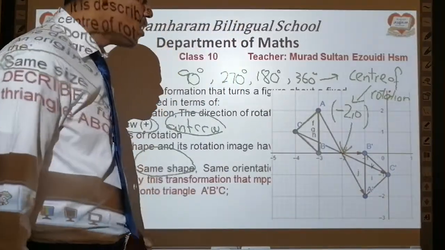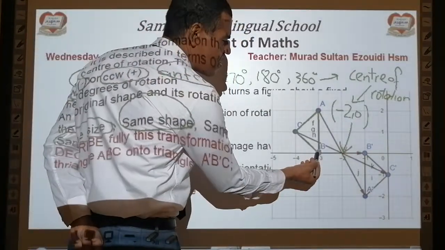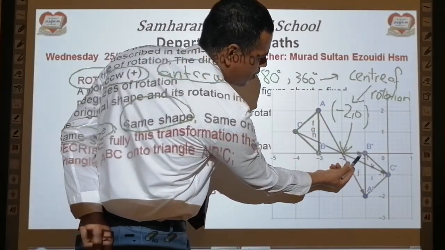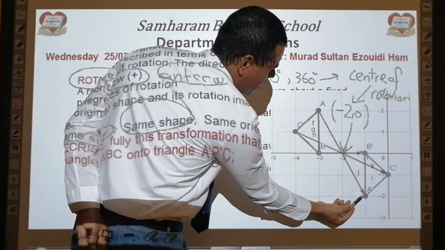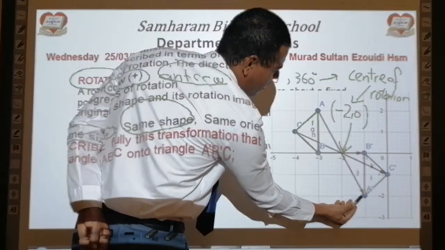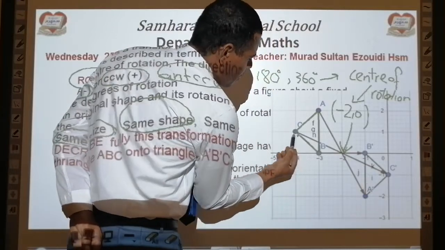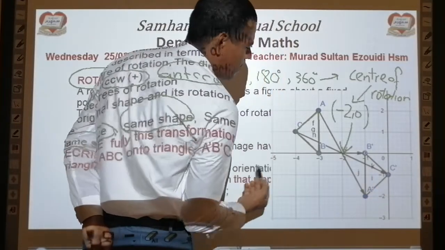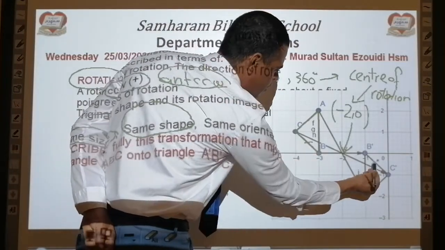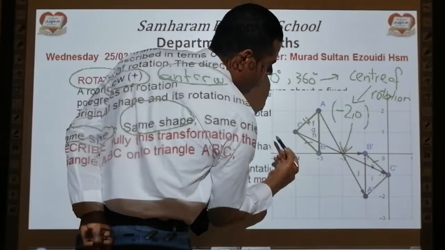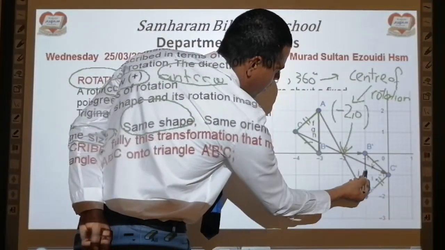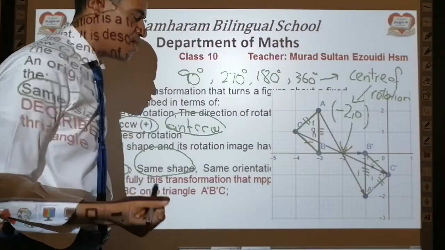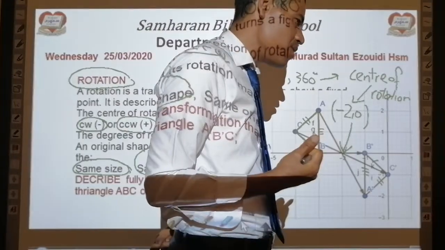So, we told that rotation keeps the same distance. For example, the length of the line segment AB should be the same as the length of the line segment A prime, B prime. The length of CB should be the same as the length of C prime, B prime. Okay, means this one should be equal to this, and this one should be equal to this one. And the last, third length should be equal. So rotation keeps distance, the same size, the same shape.